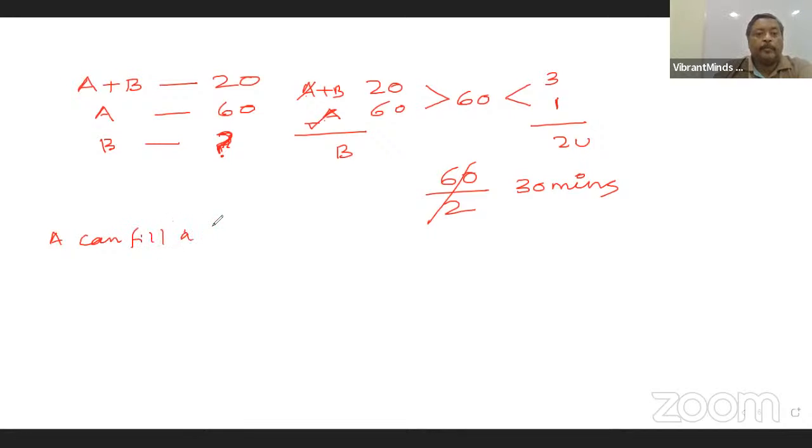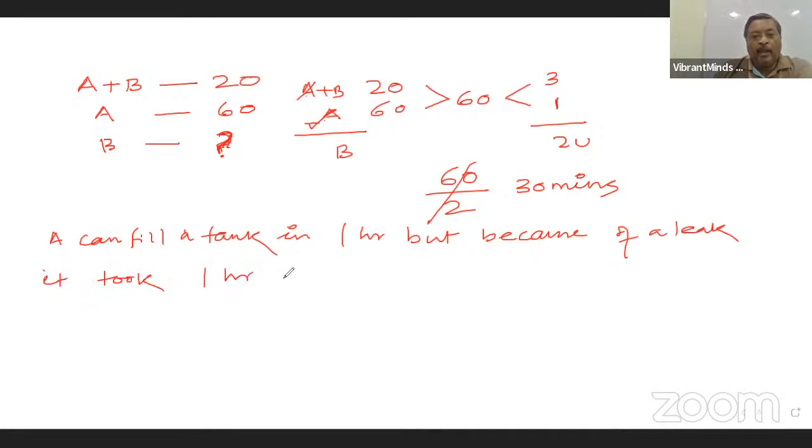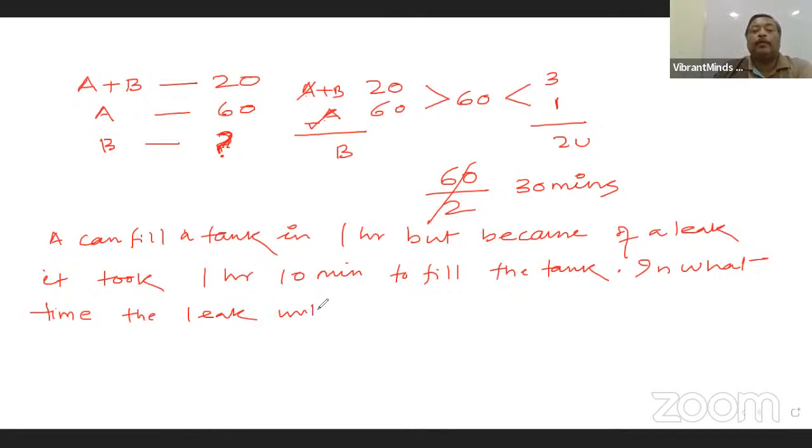A can fill a tank in 1 hour. But because of a leak, it took 1 hour and 10 minutes to fill the tank. The question is, in what time will the leak drain the tank?